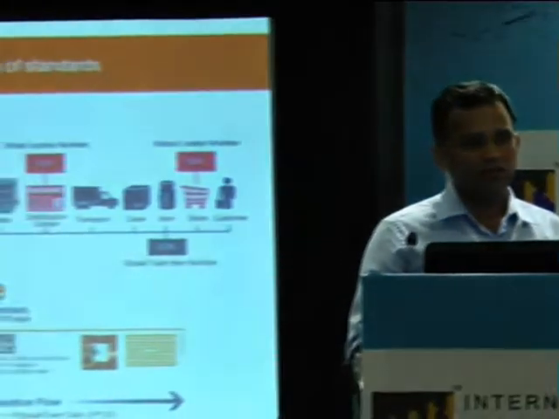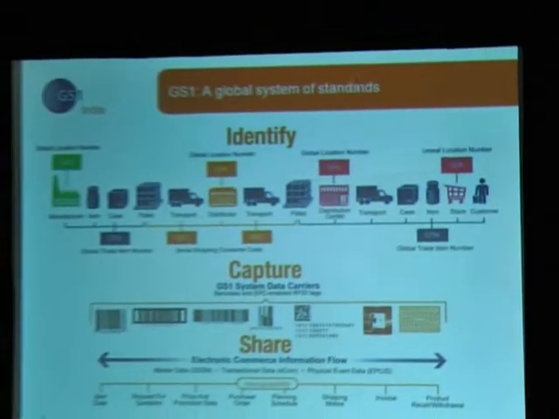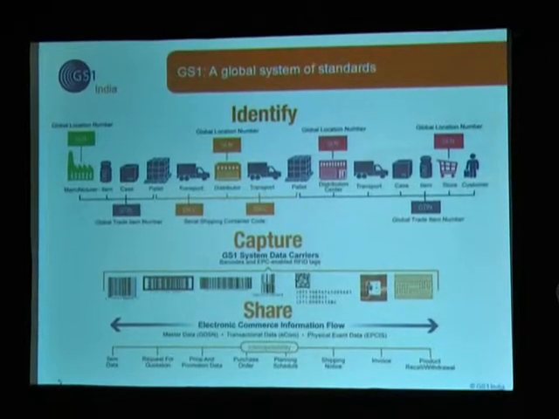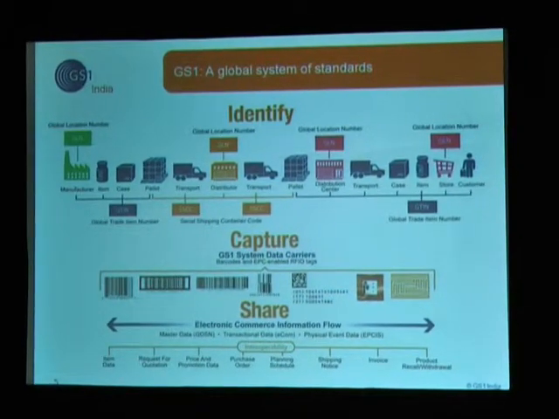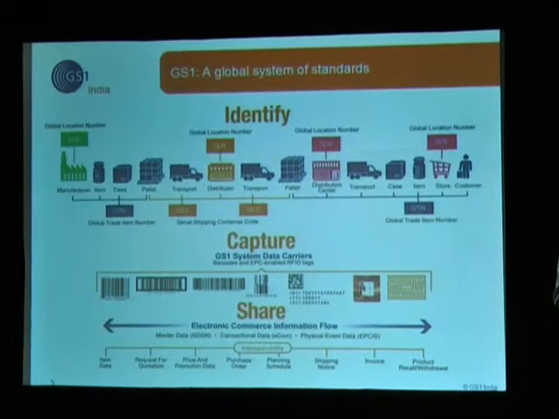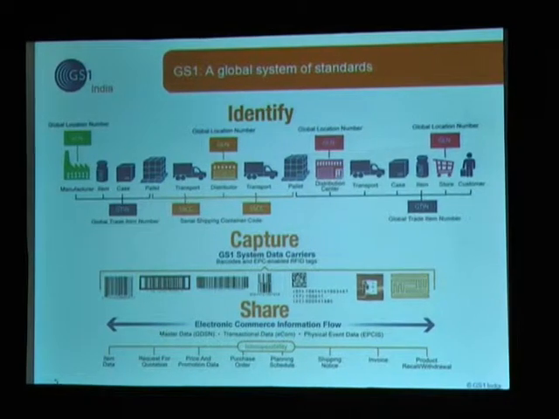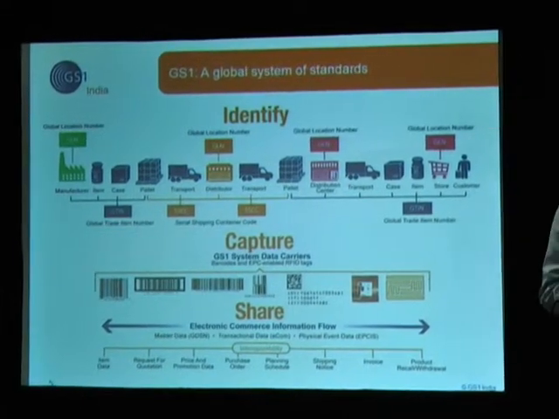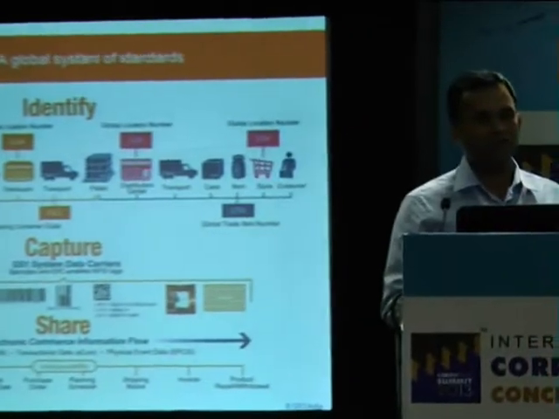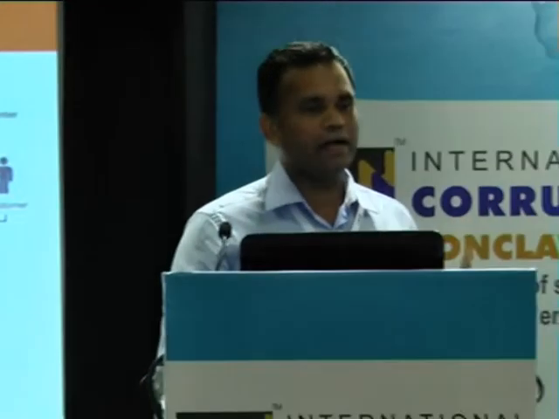When we say identify, how do you identify the products, the locations, the logistics units, the transport units or the cartons or cases? There are specific standards for identification. These identifications are nothing but certain numbers which uniquely identify those entities globally. And how do we derive these numbers? There is a specific method by which these numbers are derived, which gives uniqueness to that identity.